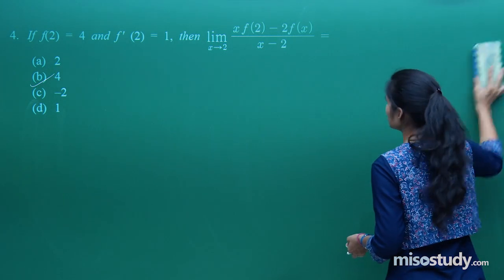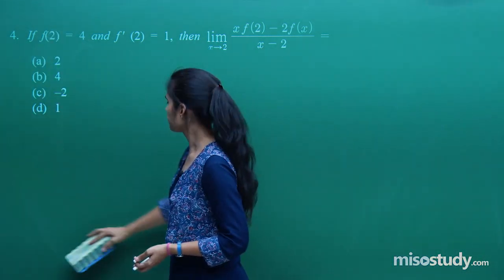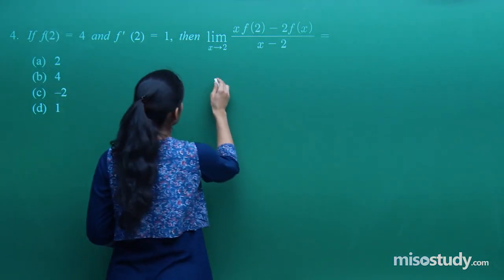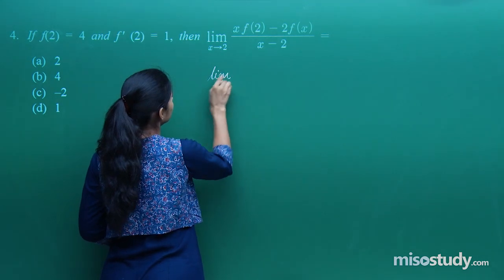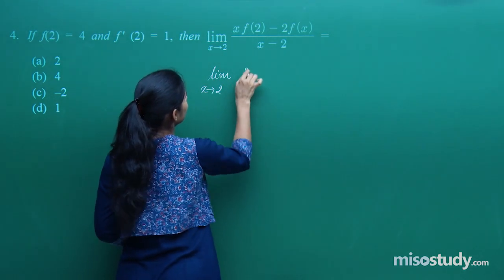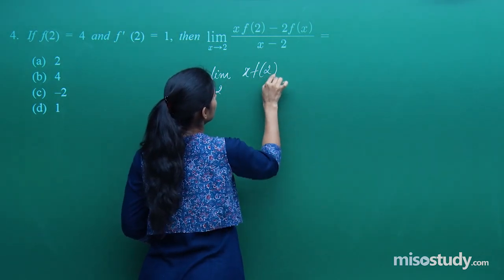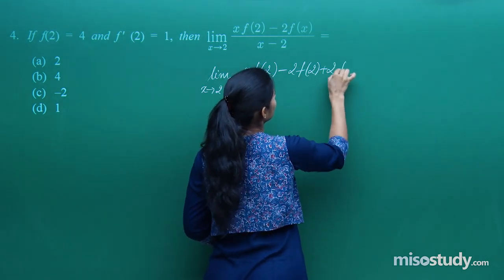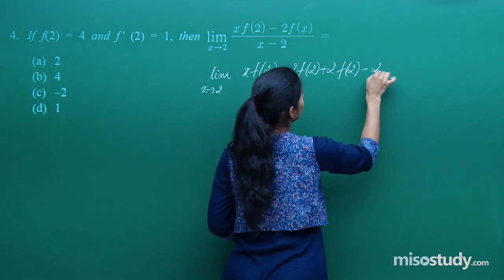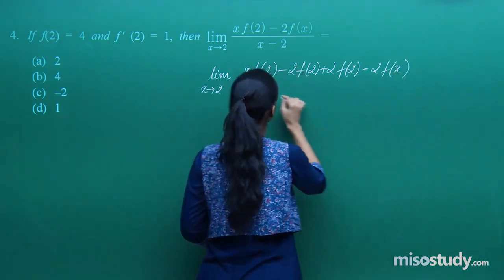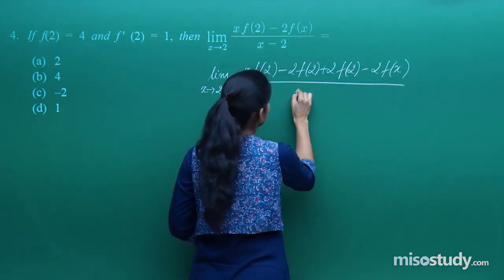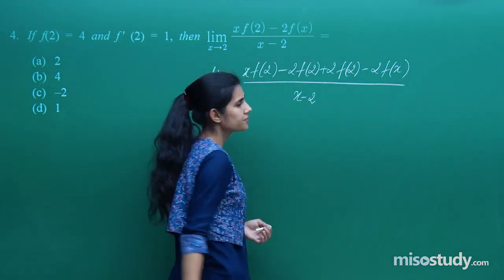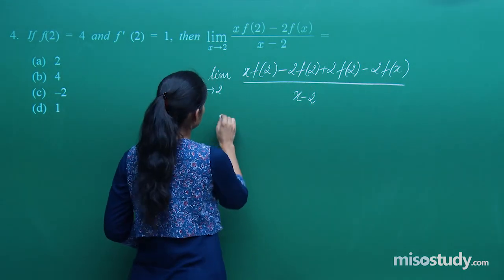Next question says if f of 2 is 4, f dash 2 is 1, what is the limit of this expression? Let's calculate. What is the limit of this expression? This is limit x approaches to 2 of x into f of 2 minus 2 f of 2 plus 2 f of 2 minus 2 f(x) whole upon x minus 2. Clear?